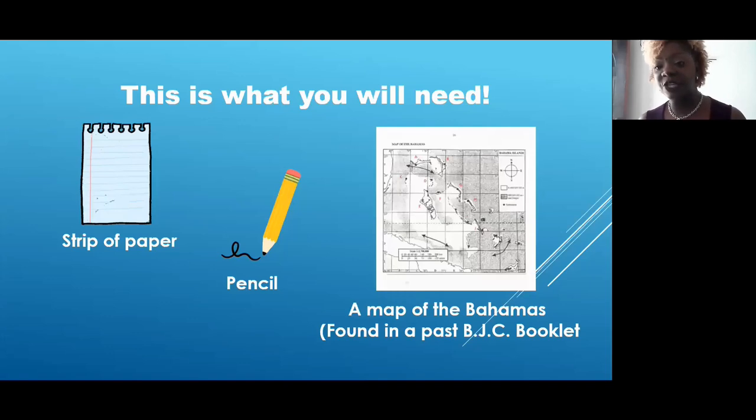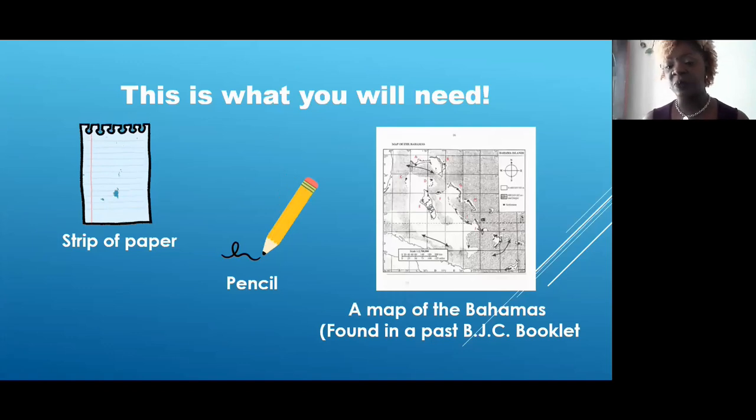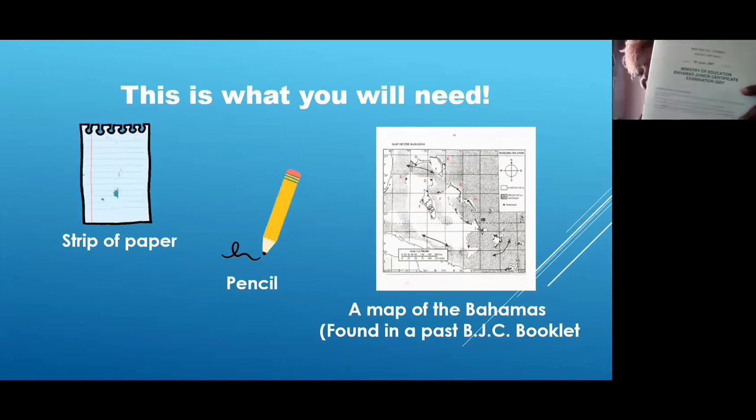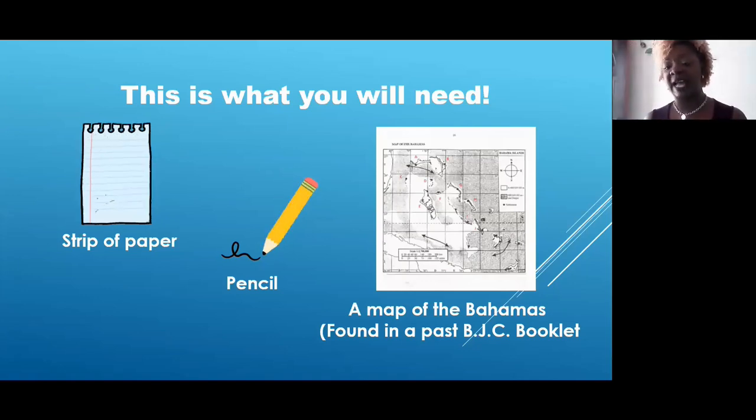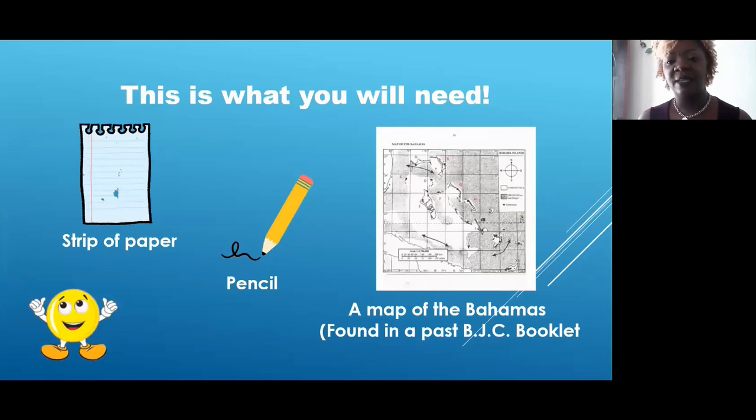Now, the ones I like to use are the ones that are found in any of your past BJC booklets. Okay, so if you have one sitting home somewhere, any of the past BJC booklets of any year, because they're pretty much all the same, this is what you want to use. And then, of course, if you're using that, you could just turn to page 12. For the most part, they're usually around page 12 or page 11. But you just look through, and you will find the map of the Bahamas in particular, because that's what we're looking at today. All right, if you're all set, then I guess we could get started. All right, let's move on.